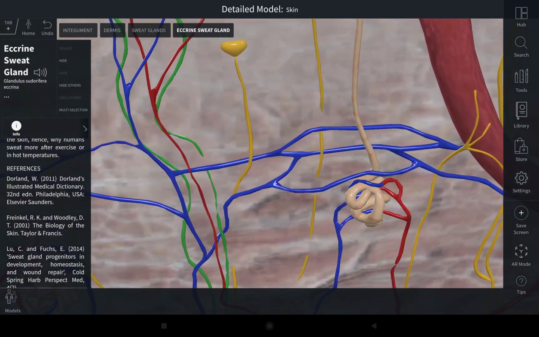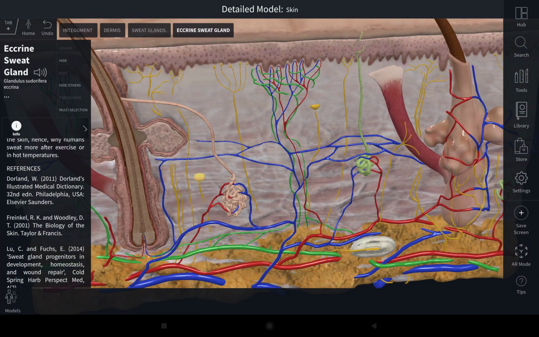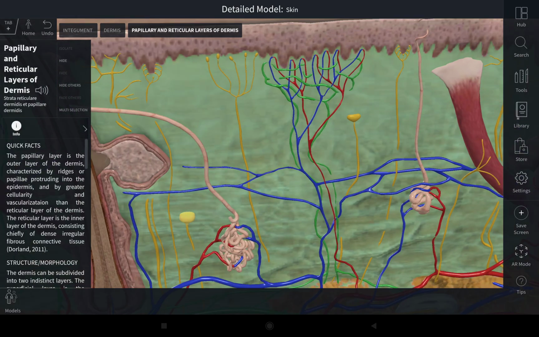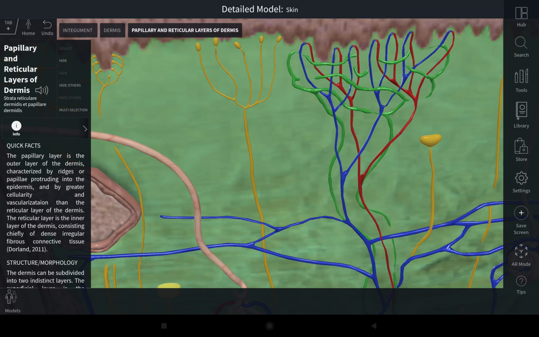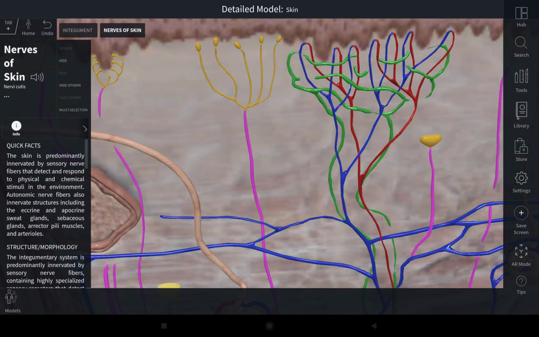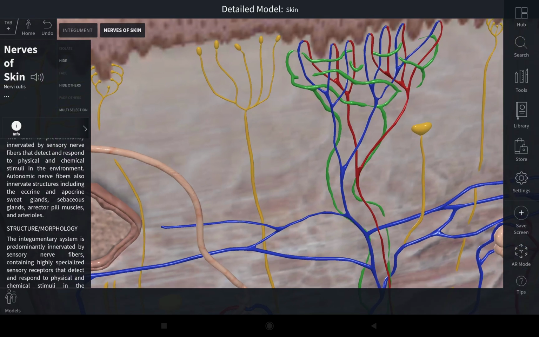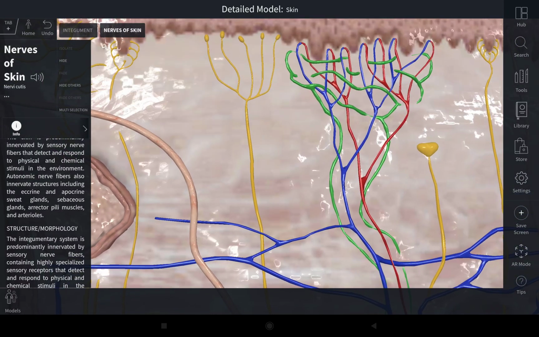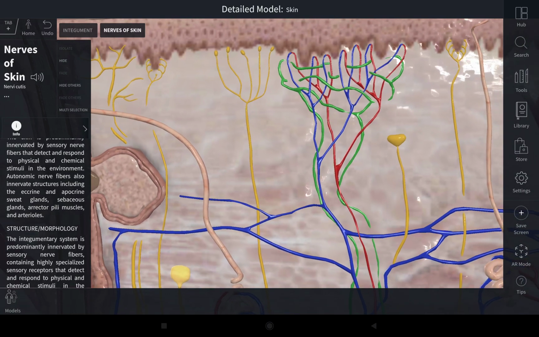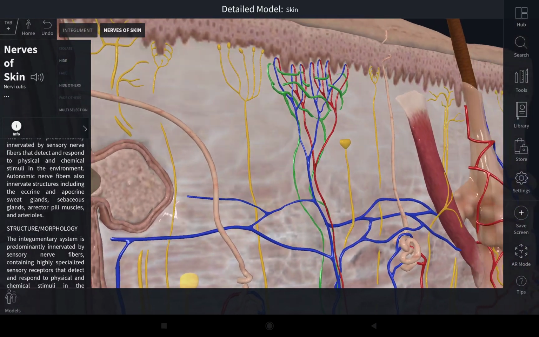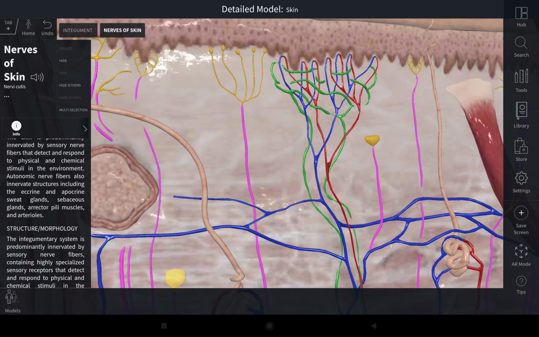Then the next structure is the nerves of the skin. The skin is predominantly innervated by sensory nerve fibers that detect and respond to physical and chemical stimuli in the environment. Autonomic nerve fibers also innervate structures, including the eccrine and apocrine sweat glands, sebaceous glands, erector pili muscles, and arterioles.